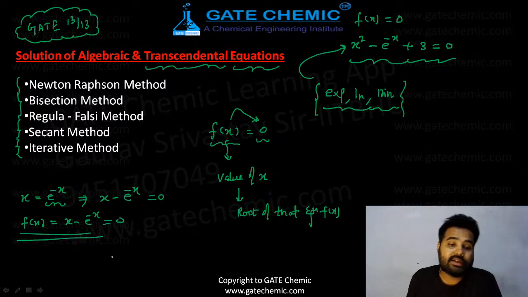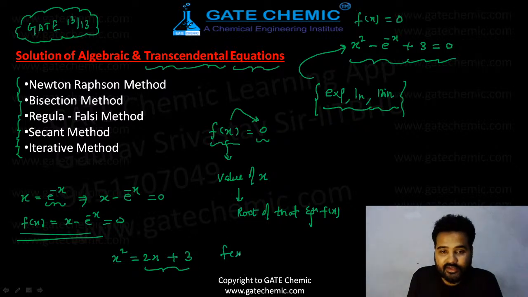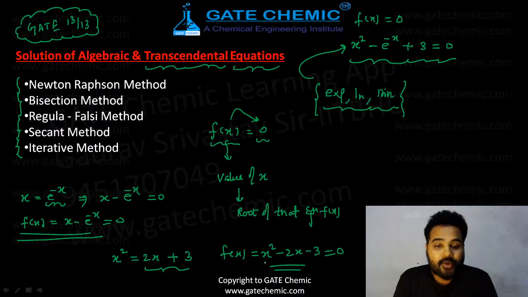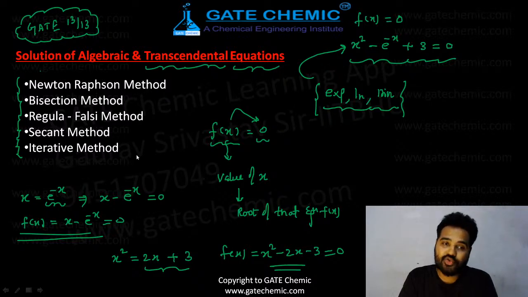Similarly, suppose it is given that x square equals 2x plus 3. It doesn't mean 2x plus 3 is your f(x). Our f(x) is x square minus 2x minus 3. This is our f(x), beta. This basic mistake was already made in a previous GATE examination by a lot of students, I think in GATE one or two years ago. So don't make this mistake, beta.